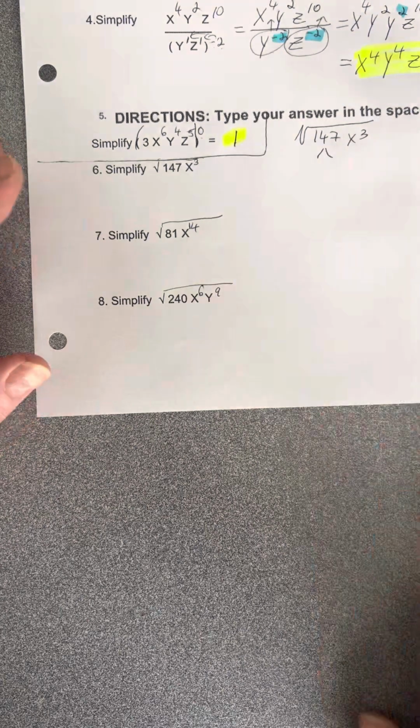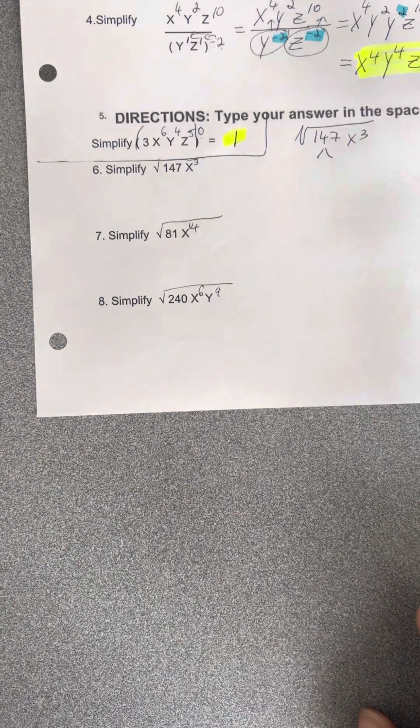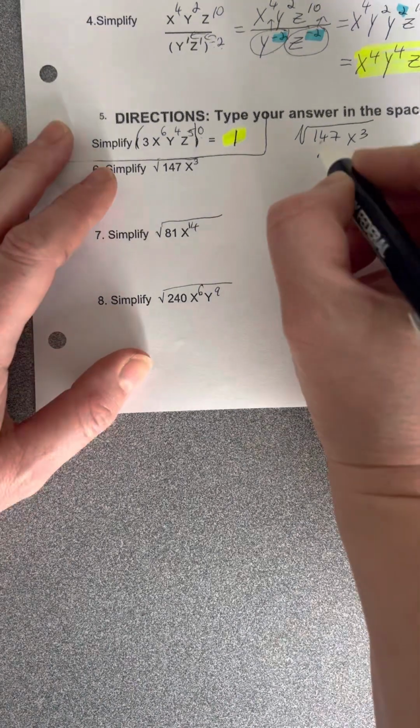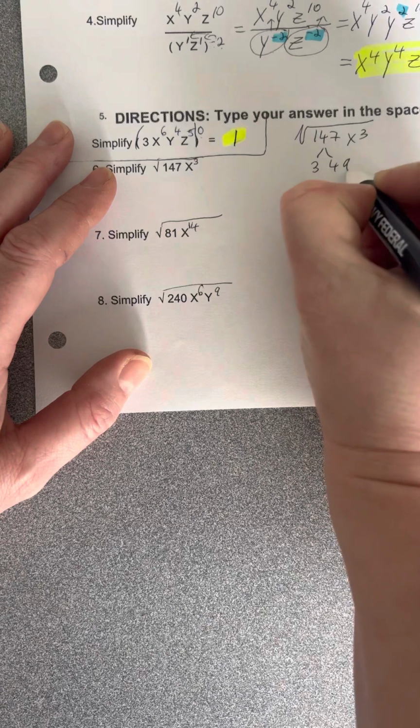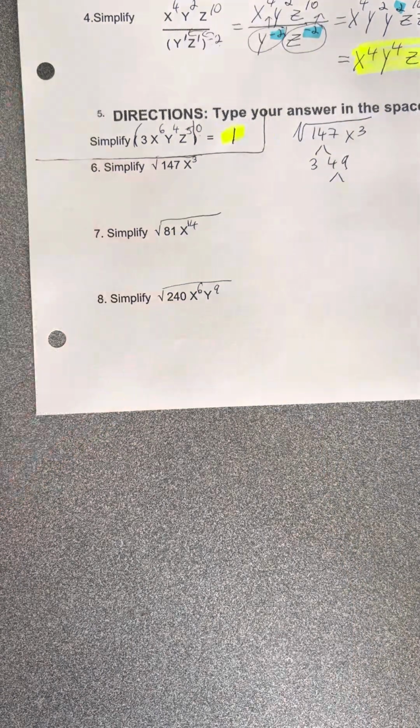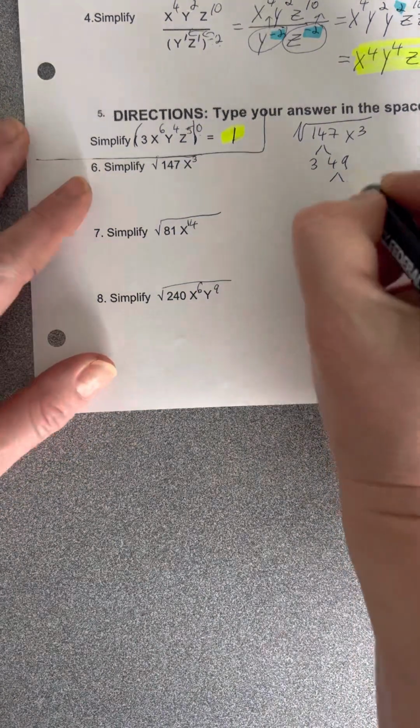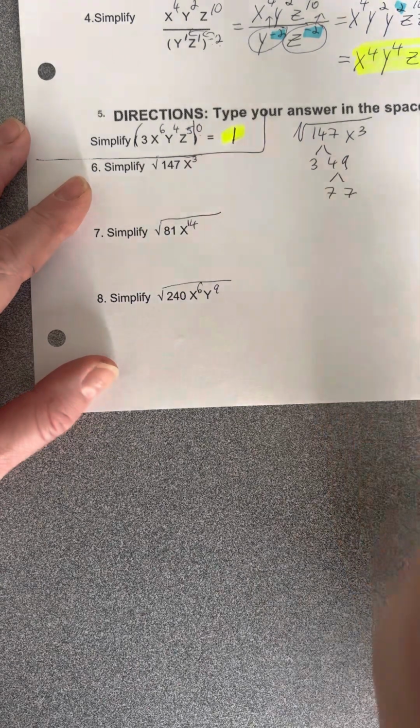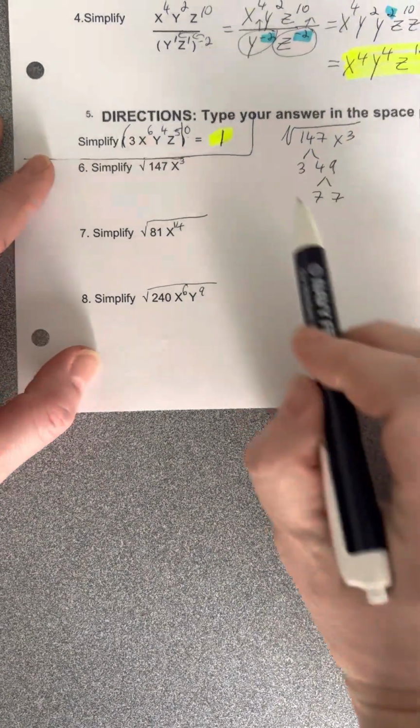Okay, so 147, I will start dividing them by 3. So 147 divided by 3 is 49. Now, I know that 49 is a perfect square. 7 times 7 is 49. So I write 7 here and 7 here. Okay, I am done with the number.